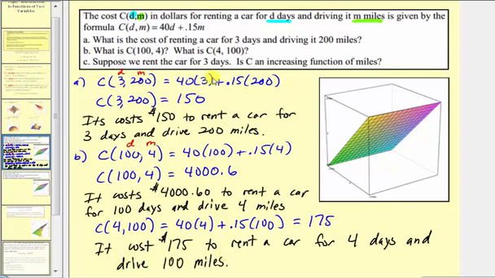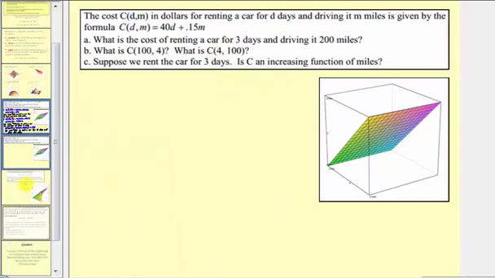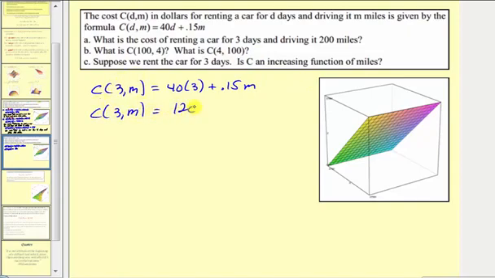Now let's answer part C on the next page. Part C says, suppose we rent the car for 3 days. Is C an increasing function of miles? So if we rent the car for 3 days, we know d equals 3. Let's take a look at the function C of 3 comma m. This would be equal to 40 times 3 plus 0.15 times m. Simplifying, we have C of 3 comma m is equal to 120 plus 0.15m.